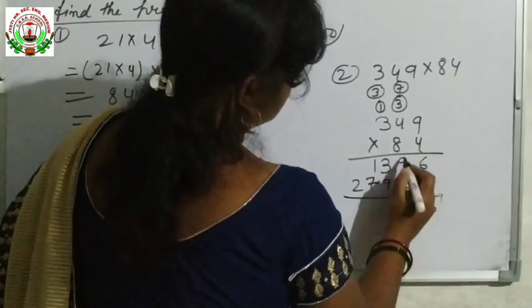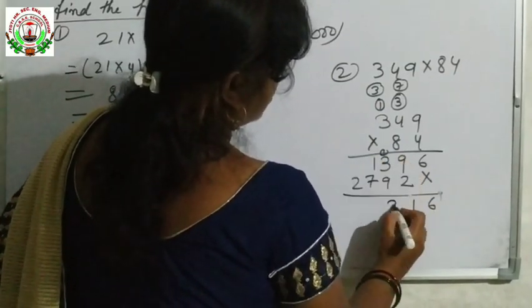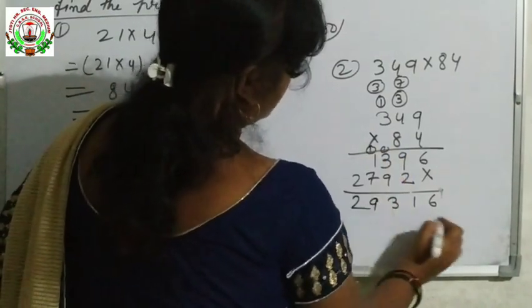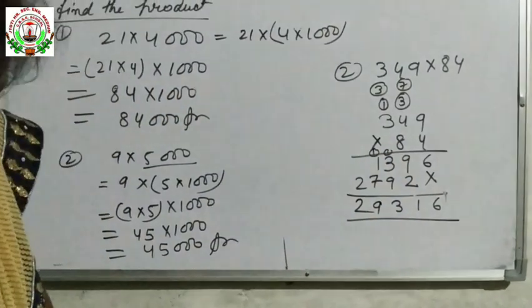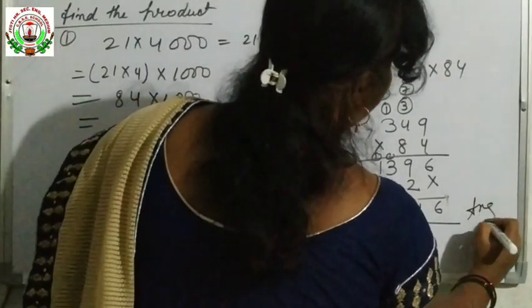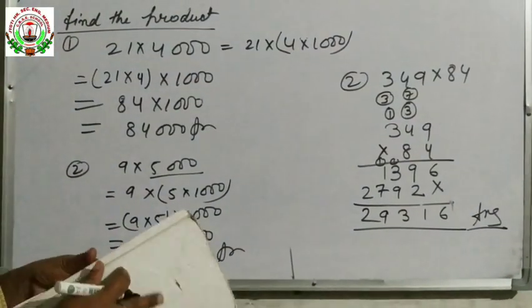Now add it. 6, 9 plus 2 is 11, 1 carry. 9 plus 3 is 12 and 1 is 13. 3, 1 carry. 7 plus 1 is 8. 8 plus 1 is 9, and this is 2. Understood? So it is the answer. You will check once again, then you will put the correct answer in the option.